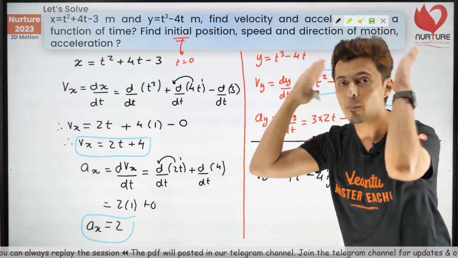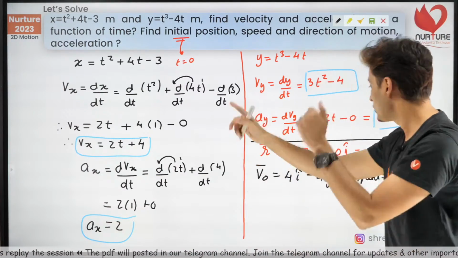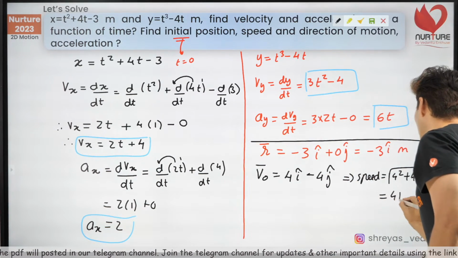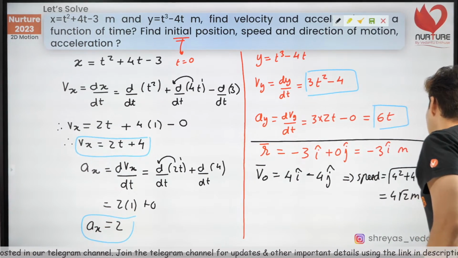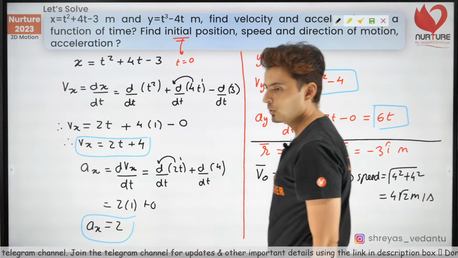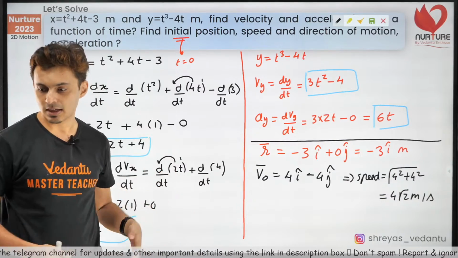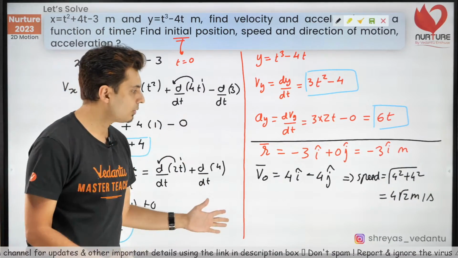The speed means magnitude, modulus. So 4 in i, 4 in j. That's Pythagoras. So it's going to be 4 root 2 meters per second. Is that clear? Everybody understanding this? Till this point, everything clear?